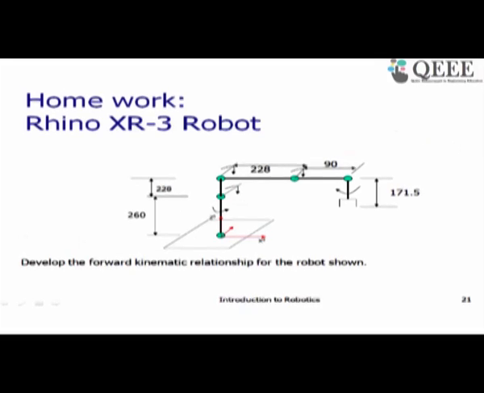Okay, this is a homework for you. A Rhino XR3 robot. Develop the forward kinematic relationship for the robot. It's again a 6 degrees of freedom robot. It has got a roll axis, pitch, yaw, and then shoulder and elbow. So you can use the same principle whatever we discussed. You can identify a home position and then try to develop the forward kinematics for this manipulator.